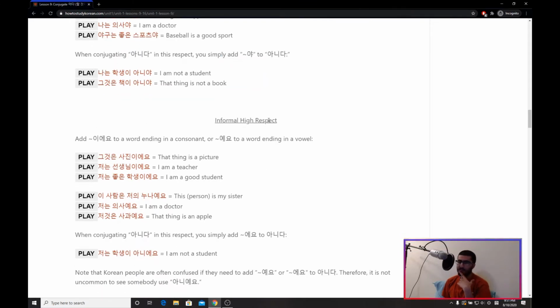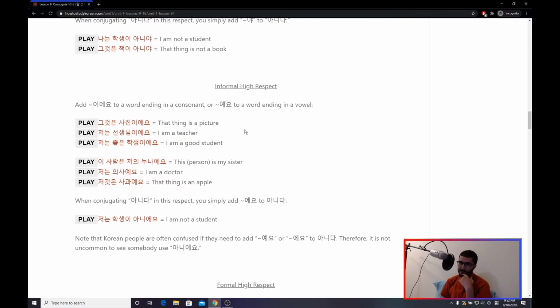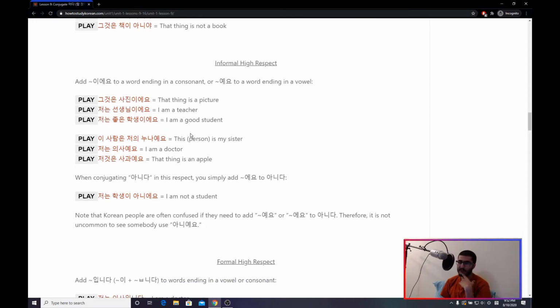And then to go up a little bit in the formality level to the informal high respect, the one that ends in 요 most of the time, you add 이에요 if there's a 받침 and 예요 if there's no 받침. So 사진이에요, 선생님이에요, 학생이에요. And if there's no 받침, like 누나, 누나예요, you wouldn't say 누나이에요. I guess if you say it fast enough, 누나이에요, 누나예요.